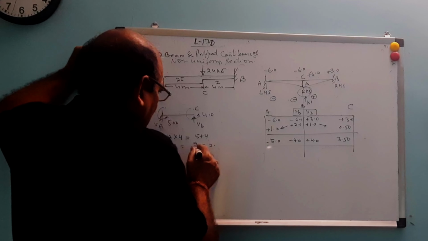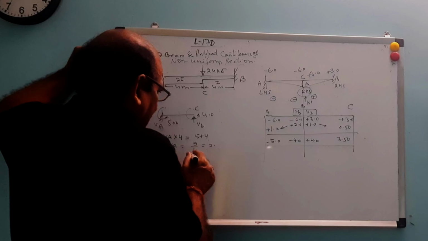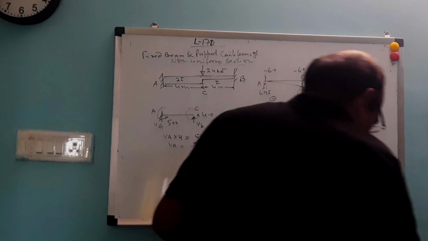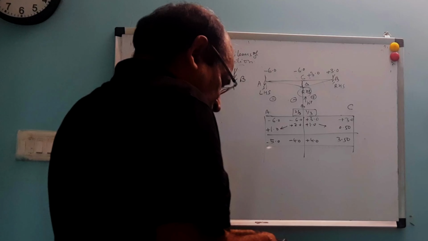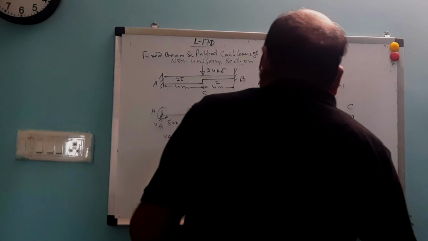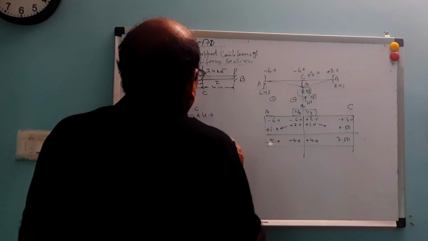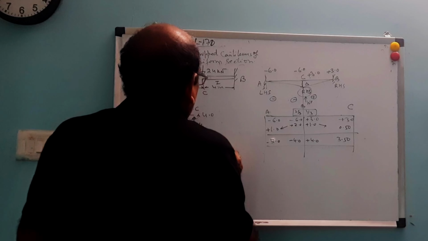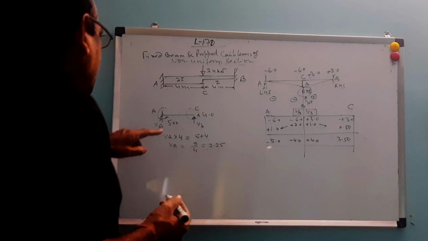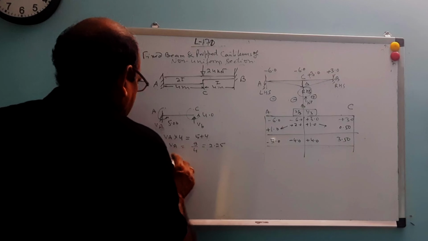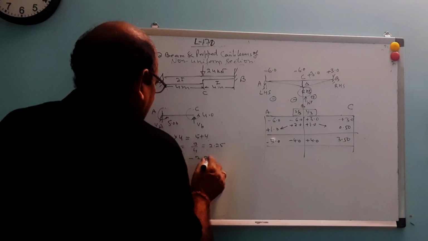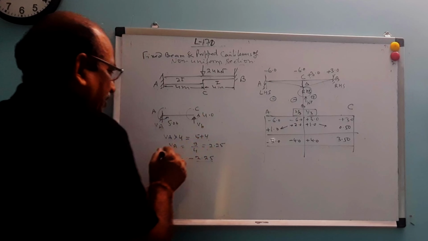This is 9 by 4. How much is this coming? This is coming 2.25. So this is 2.25. And what about this BB? BB equals minus 2.25 because there is no load in this configuration.